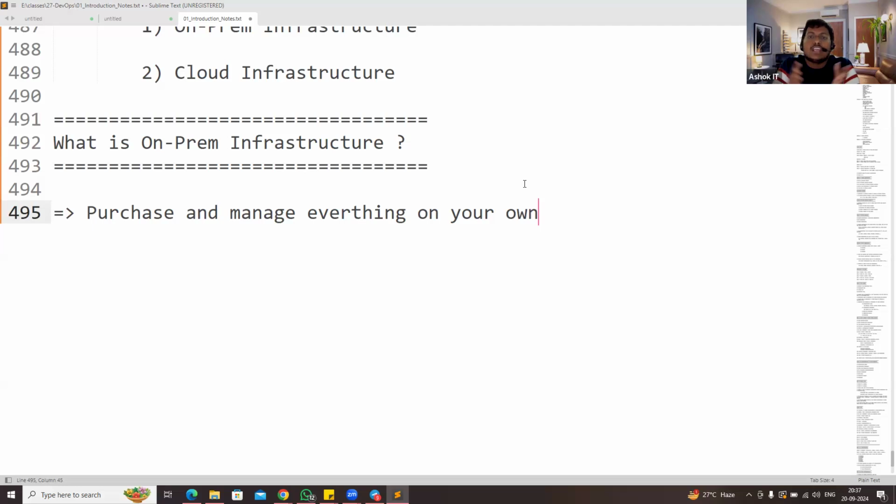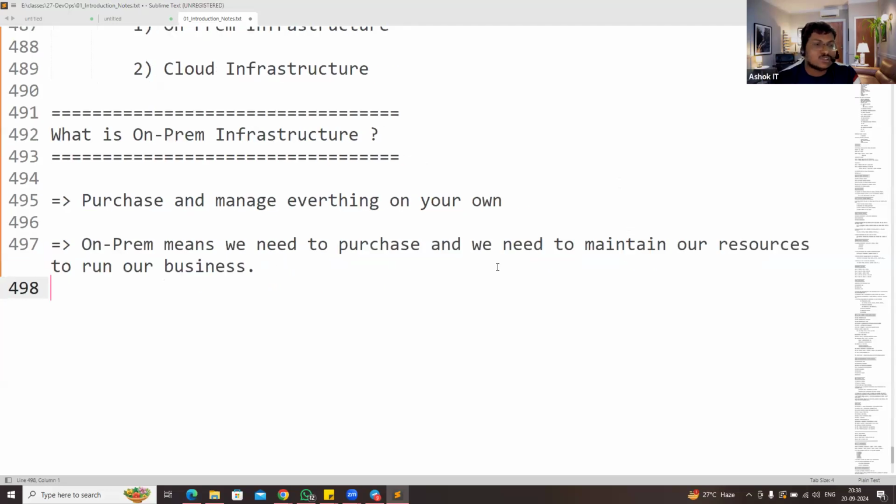Whatever is required. How many computers are required? You purchase them. What databases are required? You purchase them. You set up the electricity. You set up the network. You set up the power. You set up the storage. You set up ACs for your room. Everything you need to purchase on your own, and you need to manage the things on your own. If you are doing like that, then it is called on-prem infrastructure, or we can say on-premises infrastructure. On-prem means we need to purchase and manage resources to run our business. You purchase and manage everything on your own.